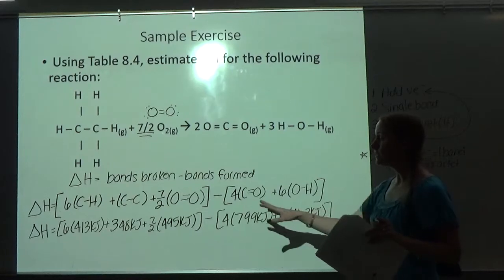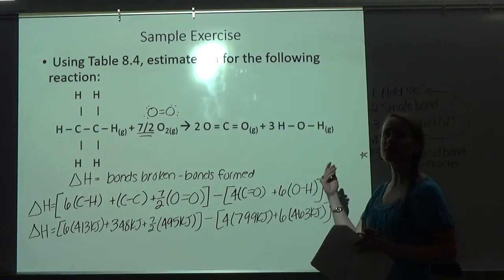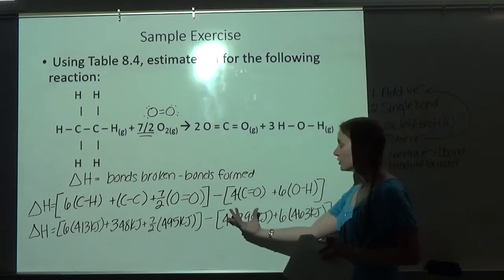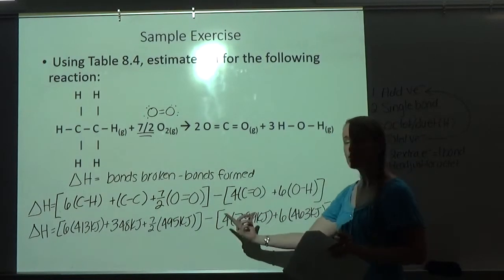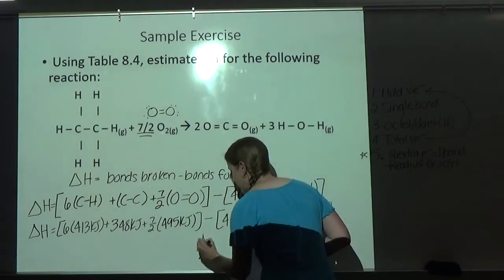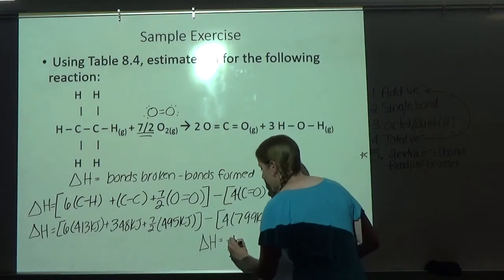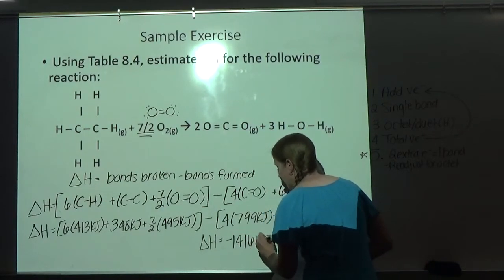See, the important thing is, y'all, make sure you put this in the calculator correctly. Use the correct parentheses and whatever you need. Make sure you're subtracting this entire portion and not just part of it. But what you should get when you actually put all this in is that your bond enthalpy change in this reaction is negative 1,416 kilojoules.